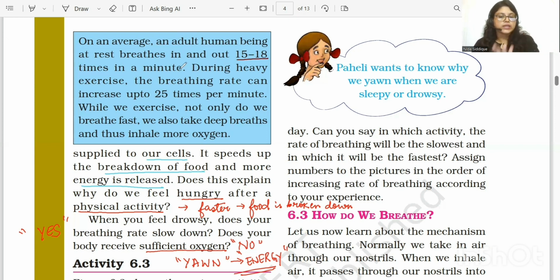Okay, just 15 to 18 times. जब भी हम rest में होते हैं, हमारा breathing rate काफी कम रहता है. It is 15 to 18 times only. Now, during heavy exercise, the breathing rate can increase up to 25 times per minute. While we exercise, not only do we breathe faster, we also breathe deeper. Okay, we take deep breaths and as a result, we inhale more oxygen.